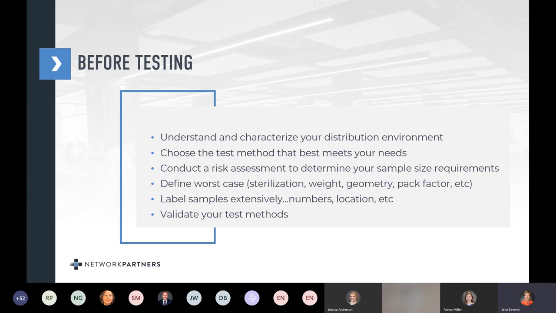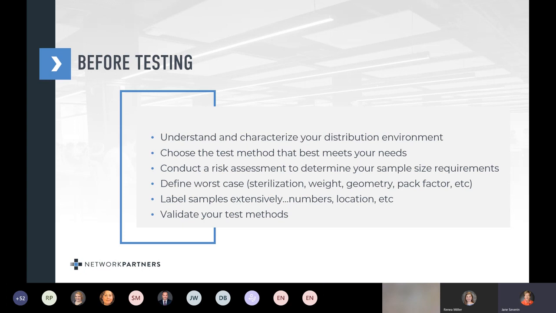There's a lot of pre-work that has to be done before you conduct a performance test per one of these standards. Before testing, you should understand and characterize your distribution environment. That means get involved with your distribution and warehouse people, and really understand what your package is seeing out in the environment, both from a physical input as well as atmospheric. Choose the test method that best meets your needs.